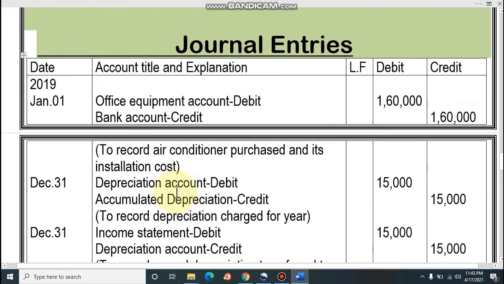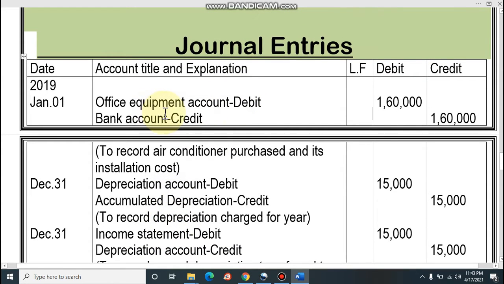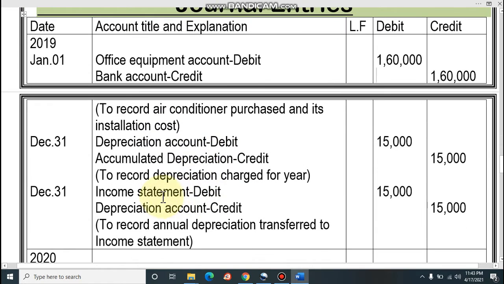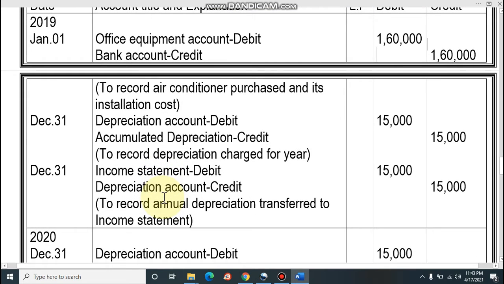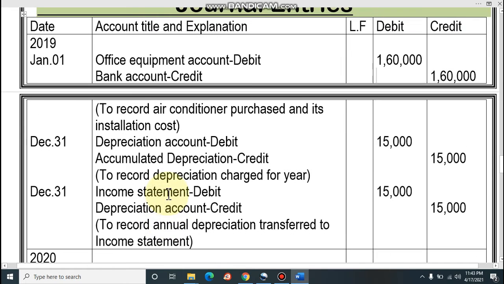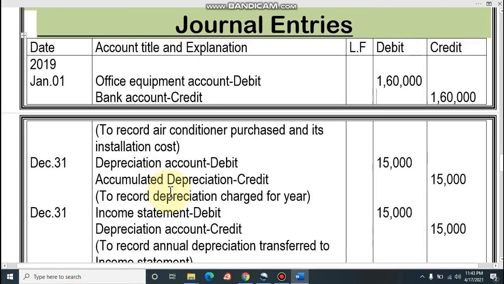So dear student, again I am telling you, for journal entries: at first office equipment debit, bank account credit; then depreciation account debit, accumulated depreciation account credit; and last, income statement debit, depreciation account credit. This is the journal entries for 2019.